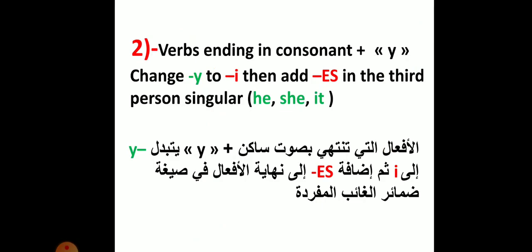Verbs ending in consonant plus y. We change y into i. Then we add es to the third person singular, he, she, and it. Okay, so let's see the example.